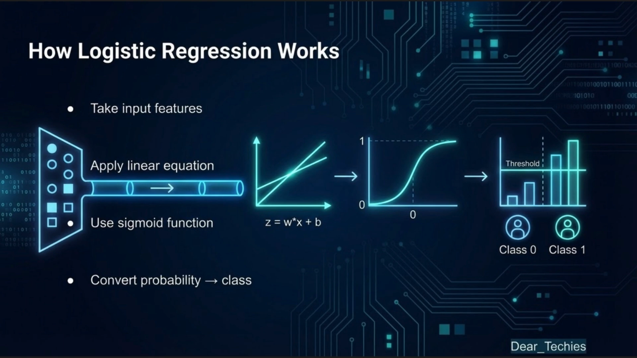Here is the simple workflow of logistic regression. Step 1. Take the input features. Step 2. Apply a linear equation like weight times feature plus bias. Step 3. Pass the result to the sigmoid function to get a probability. Step 4. If the probability is above a threshold like 0.5, we classify it as class 1, otherwise class 0.